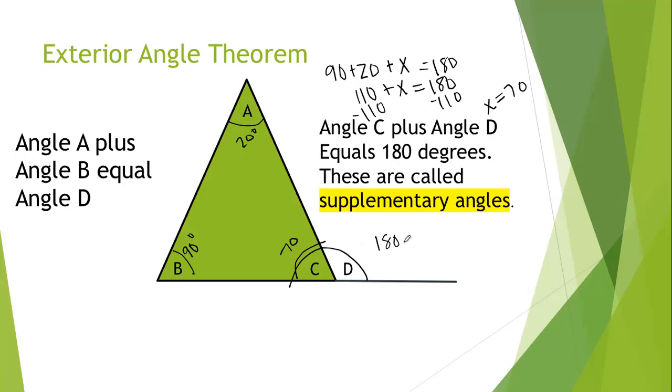I would subtract 180 minus 70, right? Because these two together make 180. So I would subtract 70, and that would give me 110. So that's why these two together equal this one out here.